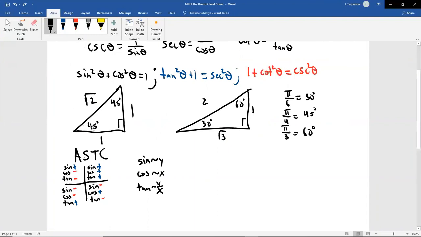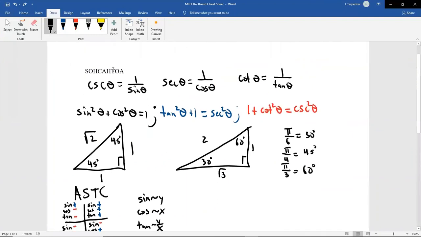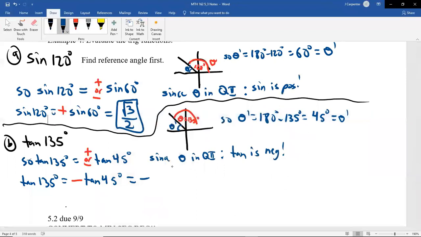All right, so tangent of 45, TOA, opposite over adjacent. Opposite's 1, adjacent's 1, so the tangent's 1 over 1, which is 1. I'll be specific for now. Opposite was 1, adjacent was 1, but we have the negative because of being in a different quadrant, which makes this whole thing equal to negative 1.